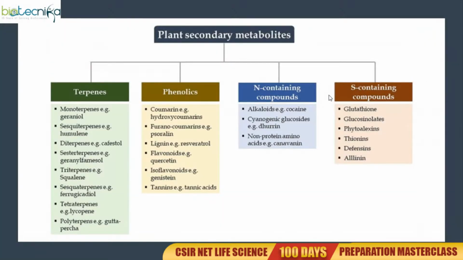Then secondary metabolites. What is the problem is that usually we get confused about which compounds come under which category. So this kind of mind maps or flow charts will be helpful for you to remember. What all things come under terpenes, what all things come under phenolic compounds, what all things come under alkaloids, whether it is a nitrogen containing compound or a sulfur containing compound.